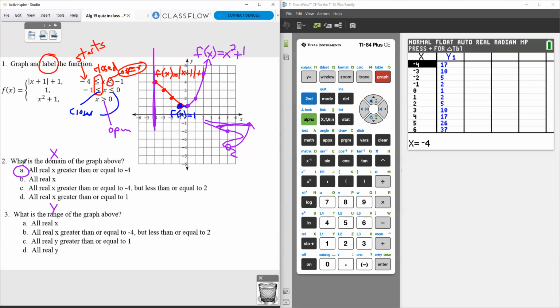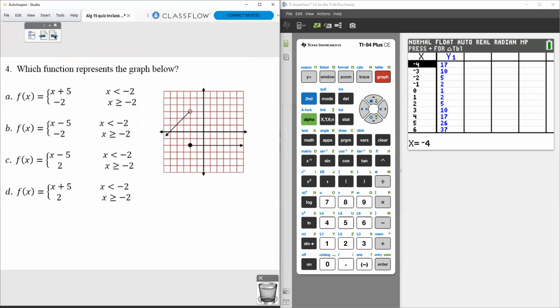The range are your y values. The lowest part of our graph is right here at 1. Does it keep on going up? Yes, it does. So that's going to be choice C. We want all the y values that are greater than or equal to 1. Make sure that you remember to label your lines there.